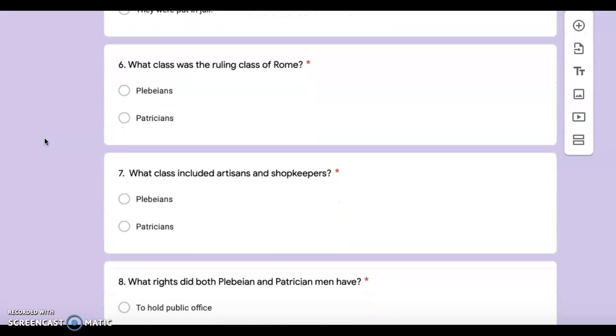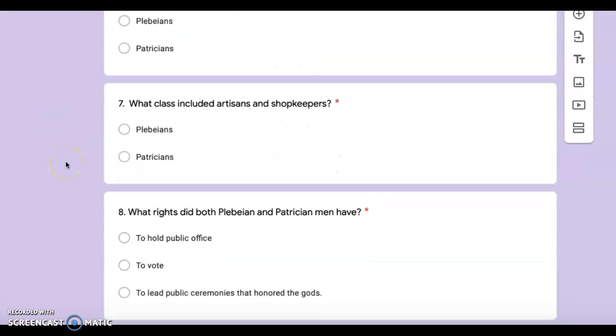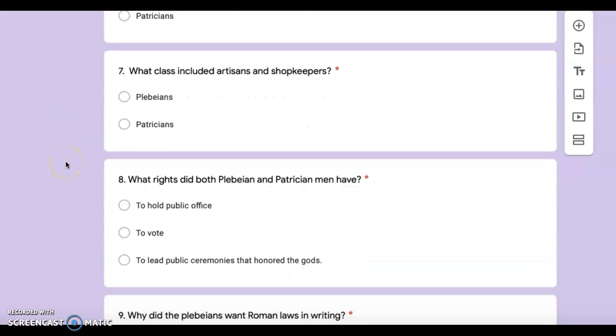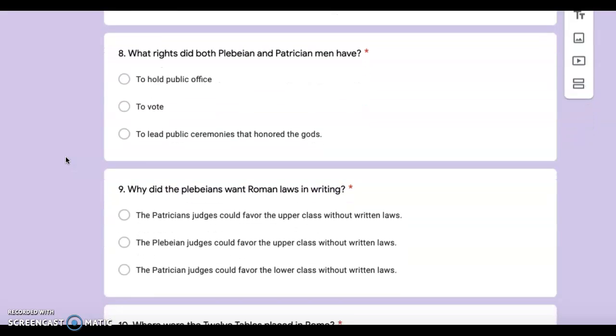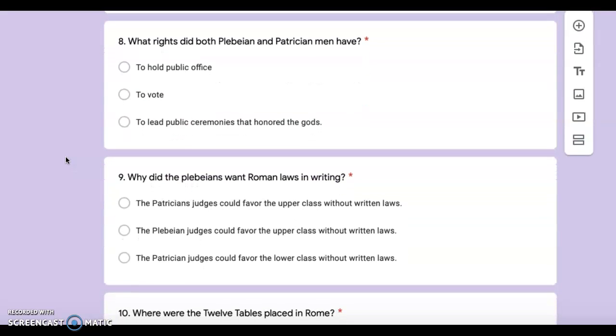Number 6. What class was the ruling class of Rome? Plebeians or patricians? Number 7. What class included artisans and shopkeepers? Plebeians or patricians? Number 8. What rights did both plebeian and patrician men have? To hold public office, to vote, or to lead public ceremonies that honored the gods?